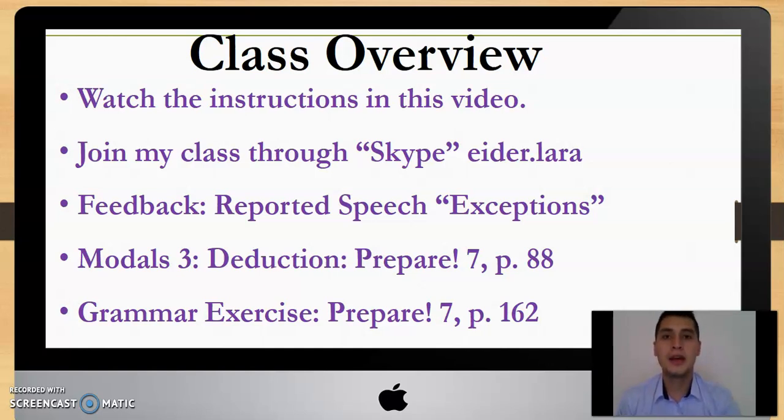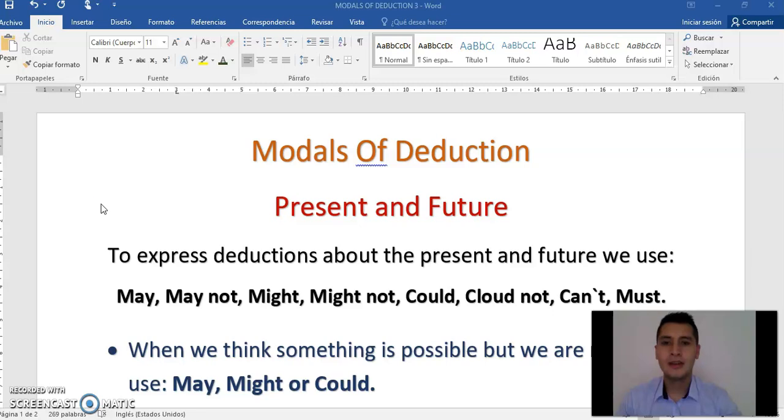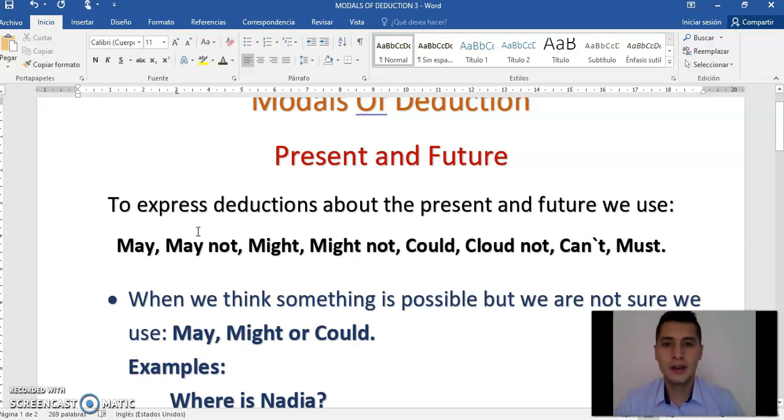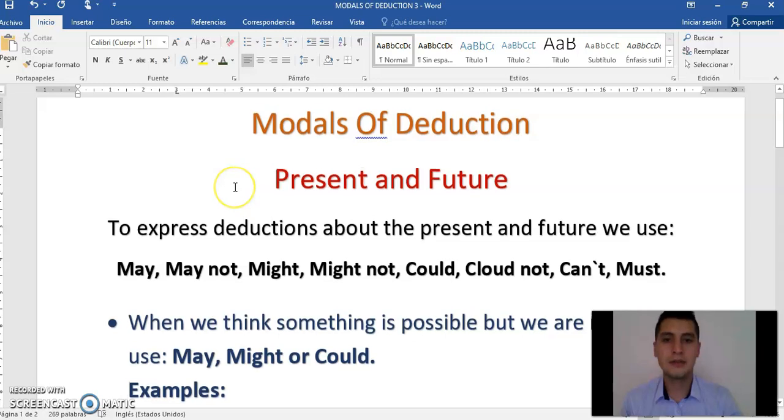Okay, so now we are going to continue with the class, and I am going to show you what paper I am going to be using in order to explain the models of deduction. Okay, this is the paper that I have in here, and this is the Word document that I am going to use in order to explain the models of deduction.